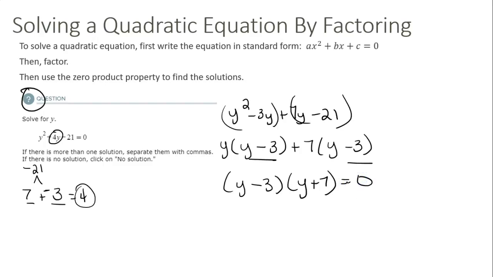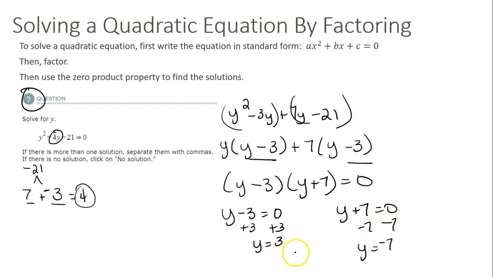But now we're actually solving. We need solutions to the equation. So we need to go one step further. We make it y minus 3 equals 0 and y plus 7 equals 0. Add 3 to each side, so y is equal to 3. Subtract 7 from each side, so y is equal to negative 7. So my two solutions are negative 7 and 3, and that's what you put in, Alex, for your answer.